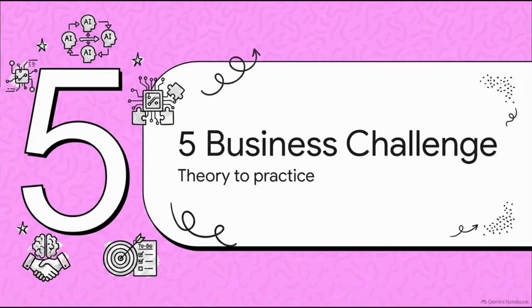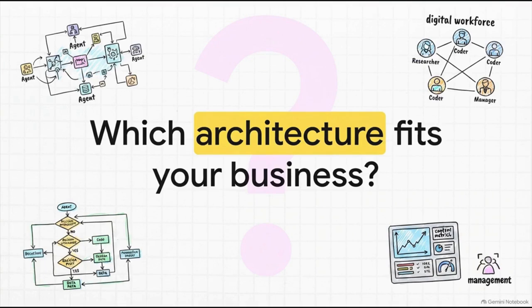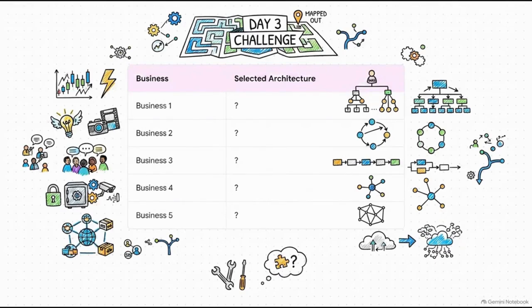Finally, Section 5, the 5 Business Challenge. Now, I want you to really put yourself in the shoes of a chief technology officer or a lead architect. You have the knowledge, you have the taxonomy, but you aren't just writing code anymore, right? You are designing a full-fledged digital workforce. So the absolute most important question you have to ask yourself right now is this: which architecture actually fits your specific business? Your final challenge for day 3 is fully mapped out. We have 5 unique business scenarios and our 7 possible architectures. Your job now is to map them appropriately based on their intense operational demands.